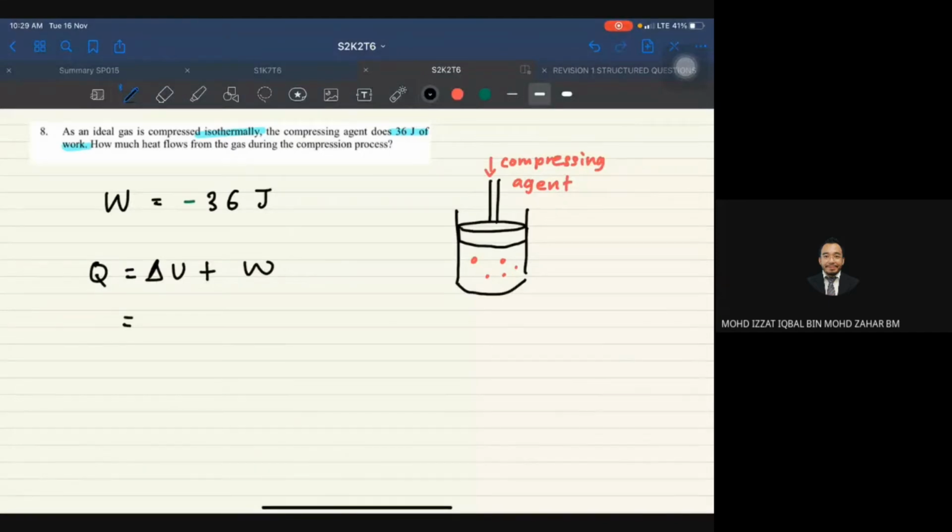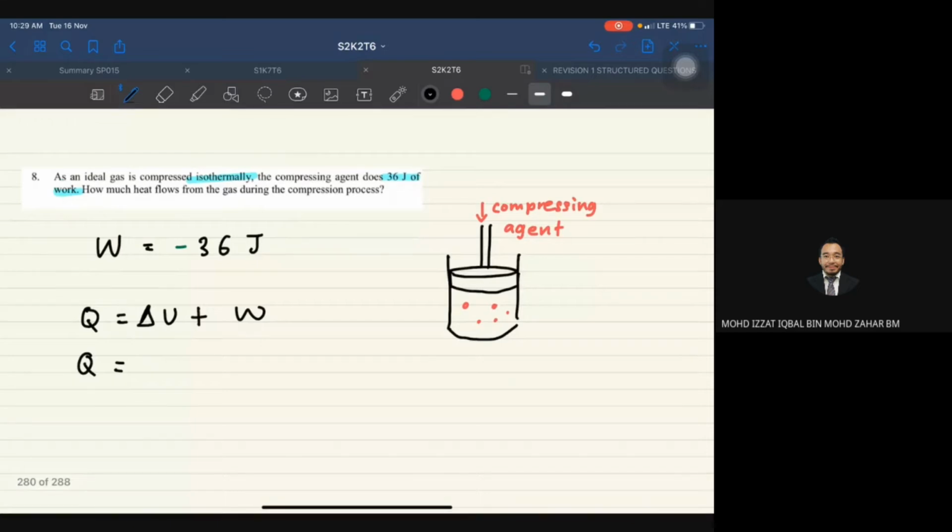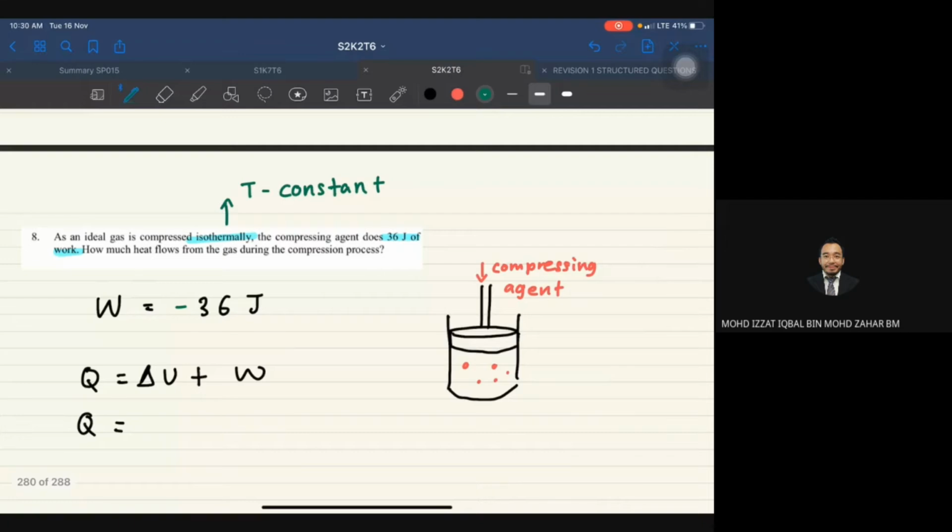Dia kata how much heat flow. So soalan ni nak Q. So Q equals to delta U sama dengan berapa? Okay. Isothermal here actually represent that the T is constant. What can you say about delta U when the T is constant?